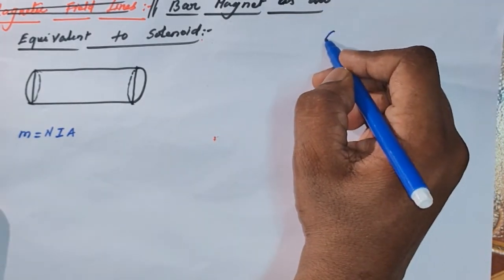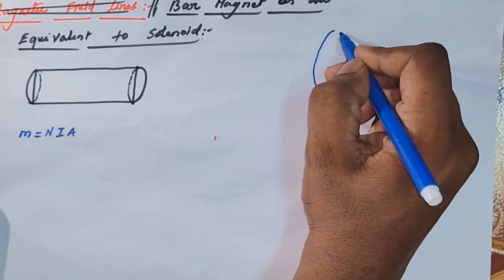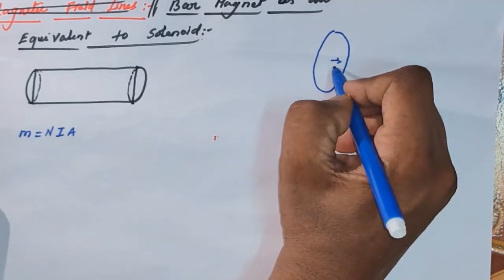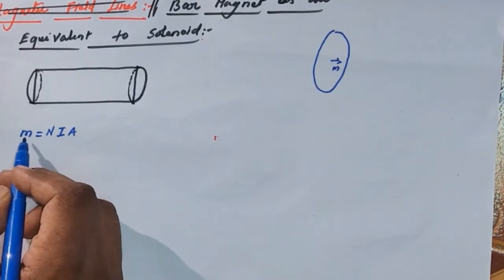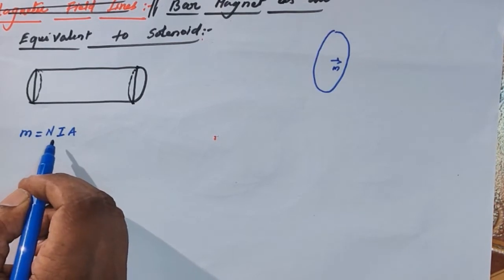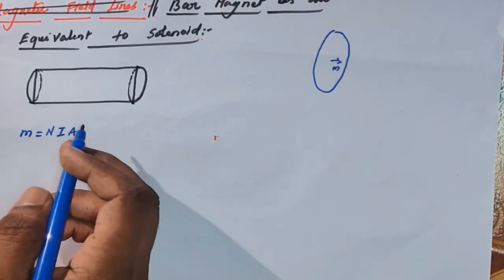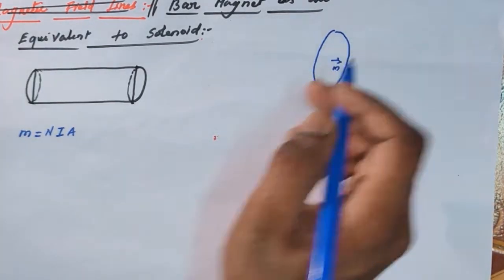Suppose if you have the circular loop, if the magnetic moment is pointing in this direction, that would be m. So that magnetic moment can be represented by the number of turns times the current times area. A represents the area of cross section here.